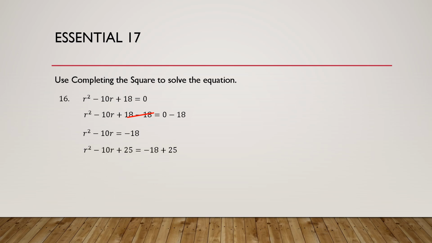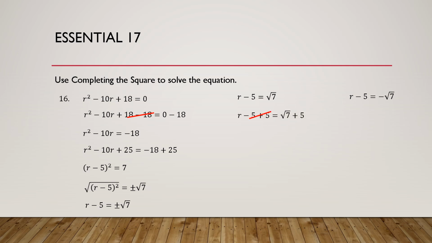The left side can now be factored into (r minus 5) quantity squared equals 7. When we square root both sides, remember the square root property. We get r minus 5 equals plus or minus the square root of 7. At this point, we separate the equation into two parts. r minus 5 equals the square root of 7, and r minus 5 equals negative the square root of 7. Solving the first one, we add 5 to both sides to get r equals the square root of 7 plus 5. In the second equation, we add 5 to both sides to get negative square root of 7 plus 5.